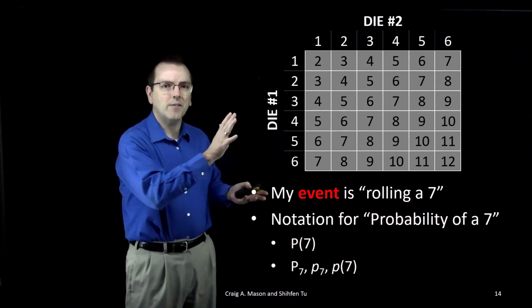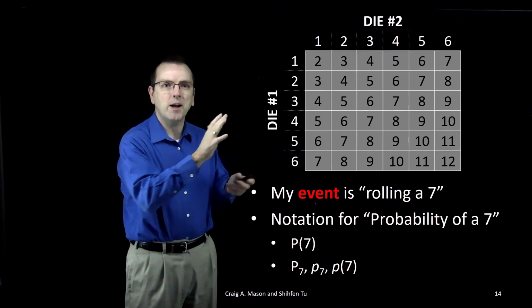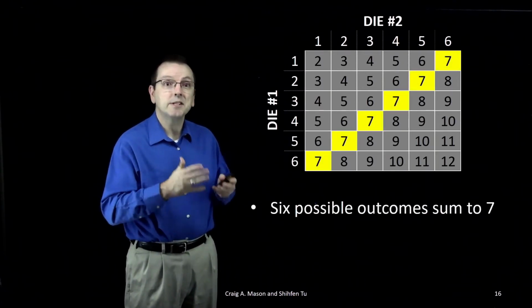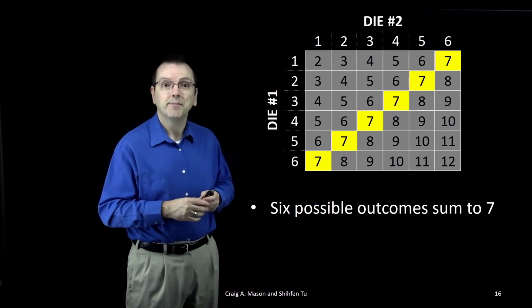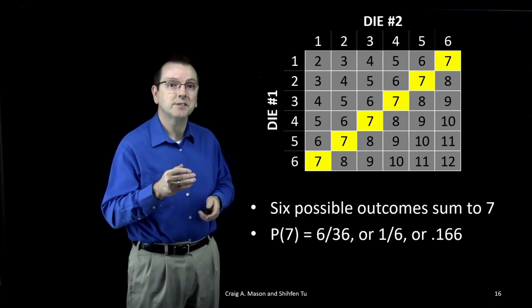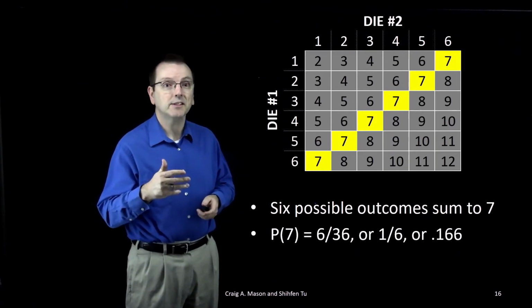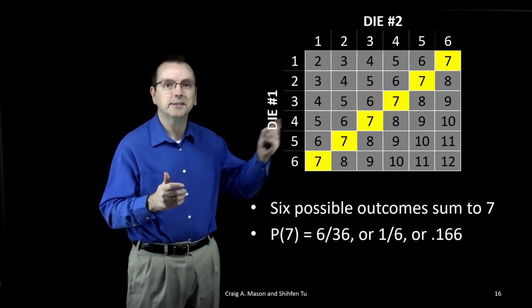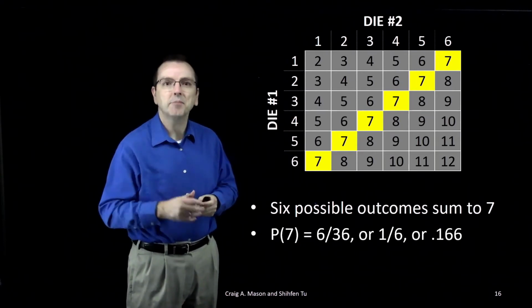All right? So what would be the probability of rolling a 7? Well, again, there are 36 different possible outcomes, and 6 of those sum to 7, correct? So the probability of rolling a 7 is just 6 over 36, or 1/6, or 0.166666666.